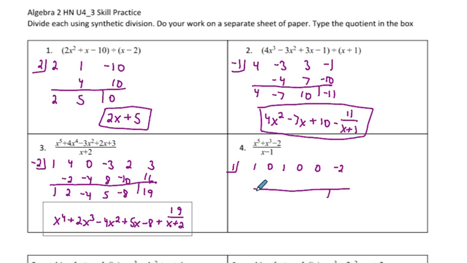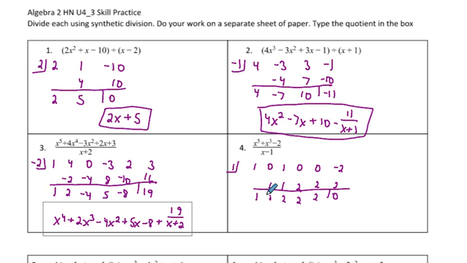Bring down our 1. All right, now 1 times 1, of course, is 1. 0 plus 1 is 1. 1 times 1 is 1. 1 plus 1 is 2. 1 times 2 is 2. 0 plus 2 is 2. 1 times 2 is 2. 0 plus 2 is 2. 1 times 2 is 2. Negative 2 plus 2 is 0.